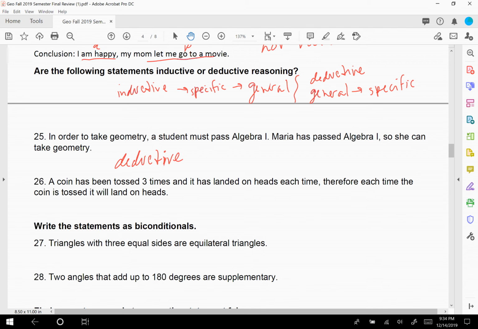Okay. A coin has been tossed 3 times, and it landed on heads each time. Therefore, each time the coin is tossed, it will land on heads. So this one, they're going from 3 specific instances that they've observed the same thing. So they're trying to make a general rule for this coin. So this is inductive reasoning.